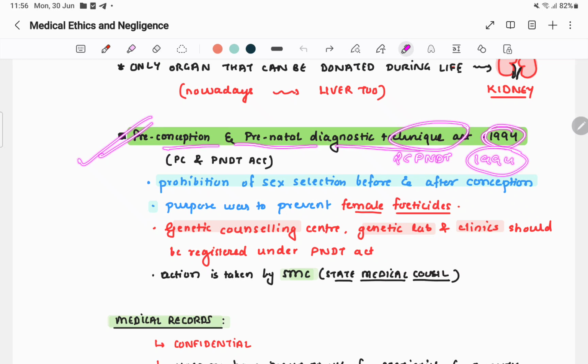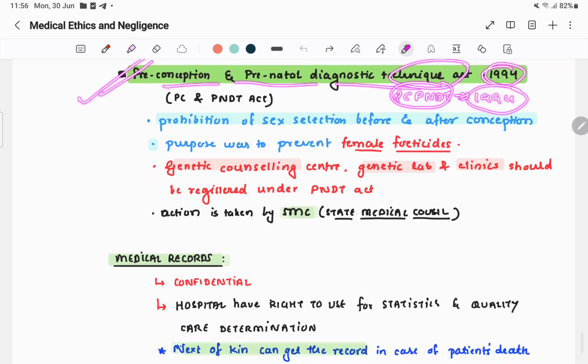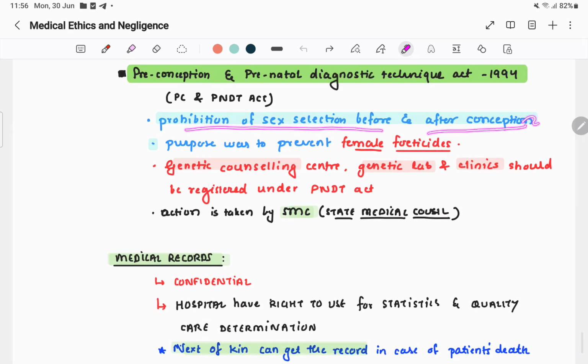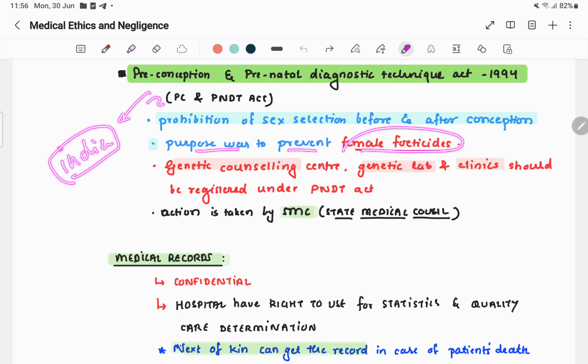PCPNDT Act was enacted in 1994. Prohibition of sex selection before and after conception. Purpose: to prevent female feticide. In India it is prohibited, while in other countries like Thailand it is legal to determine sex before and after conception.